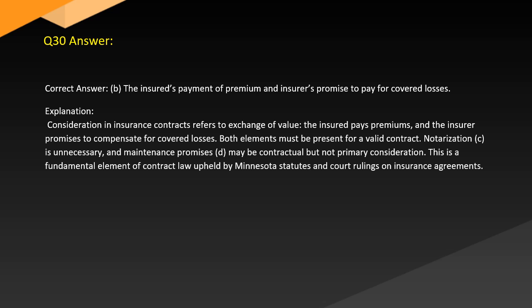Answer. Correct answer: B. The insured's payment of premium and insurer's promise to pay for covered losses. Explanation. Consideration in insurance contracts refers to exchange of value. The insured pays premiums and the insurer promises to compensate for covered losses. Both elements must be present for a valid contract.